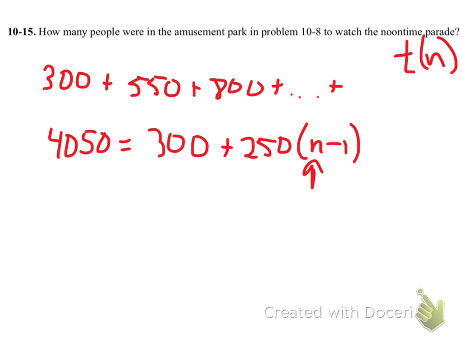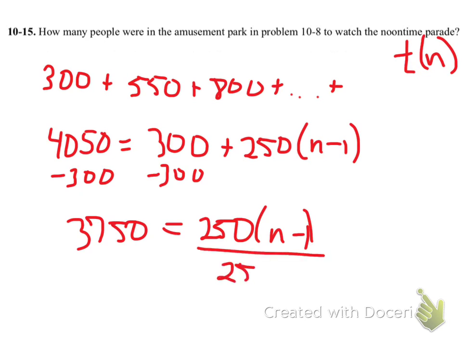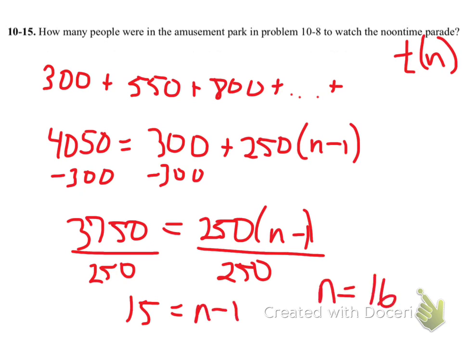So to do that, I'm going to go through and subtract 300. So I get 3750 equals 250 times n minus 1. Divide both sides by 250. I get 15 equals n minus 1, so n equals 16. So there are 16 terms.